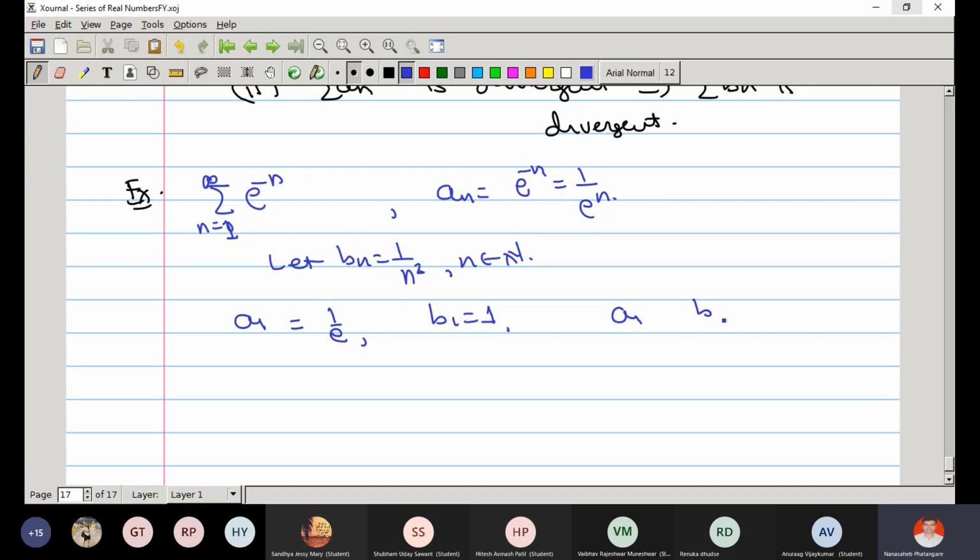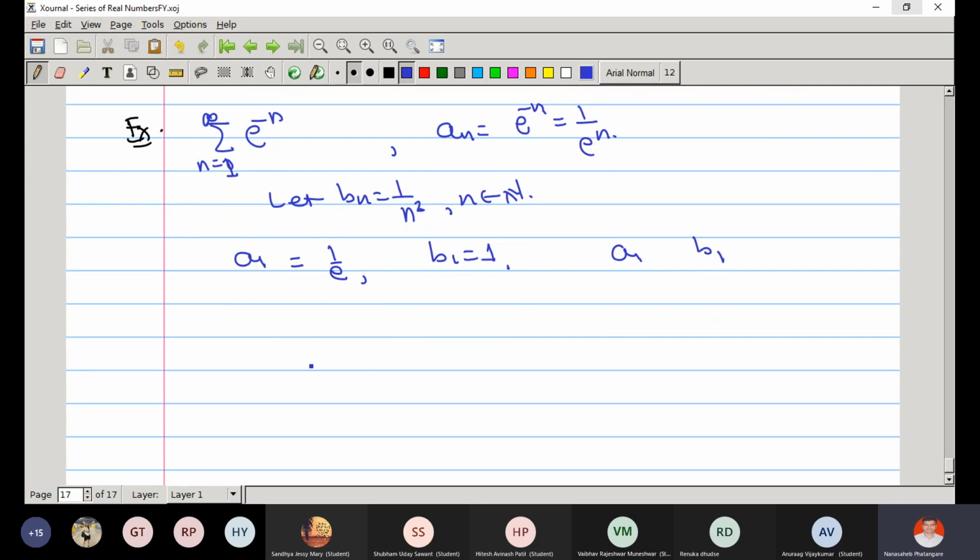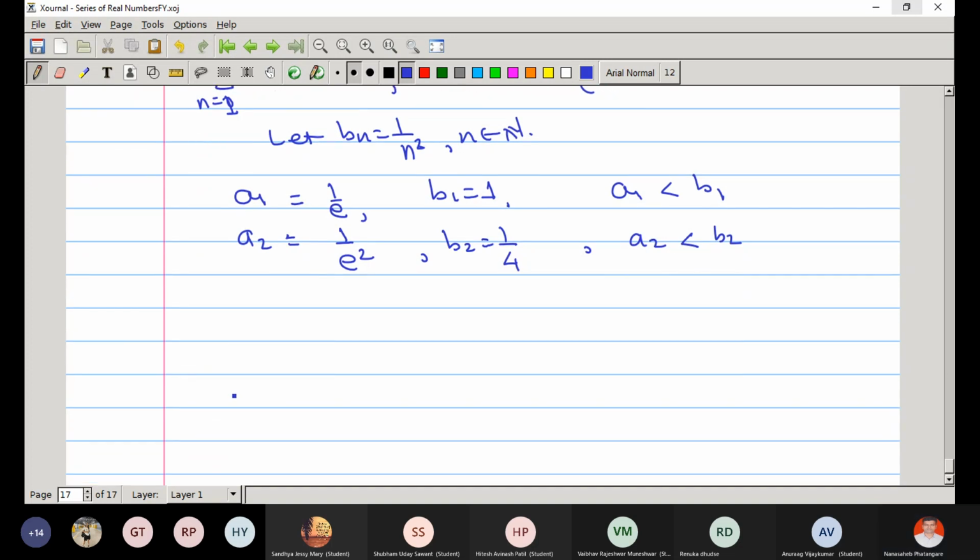Now compare A1 and B1. Which is bigger, which is smaller? A2 is 1 by e square, and what is B2? 1 by 4. Now compare which is bigger and which is smaller. You tell me. A1 is smaller than B1, correct? A2 is smaller than B2, right?